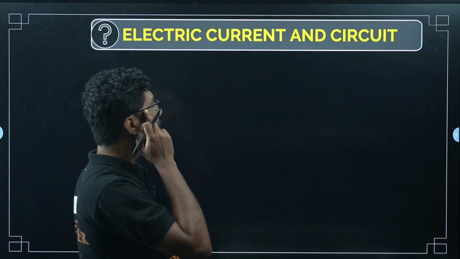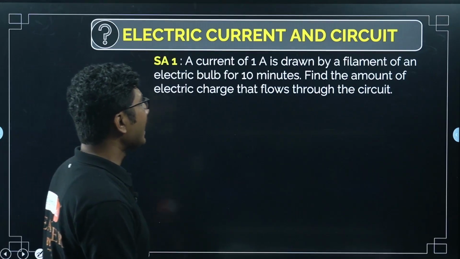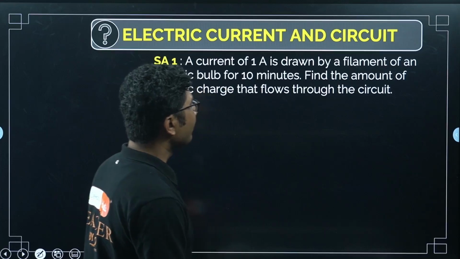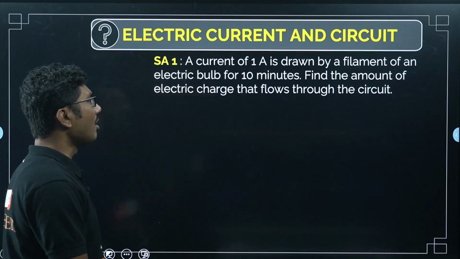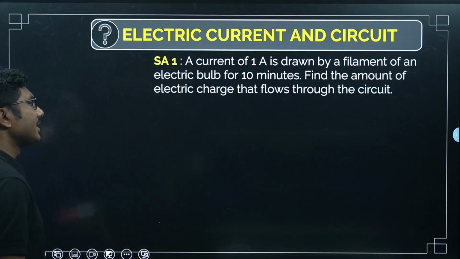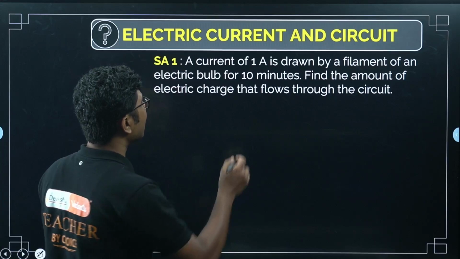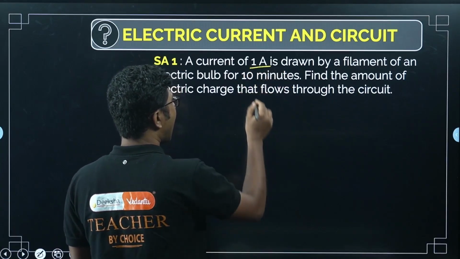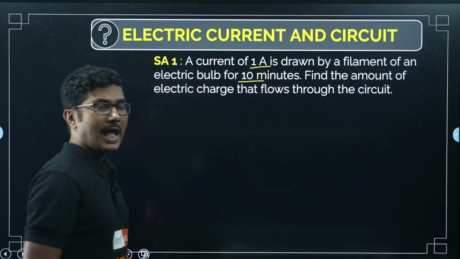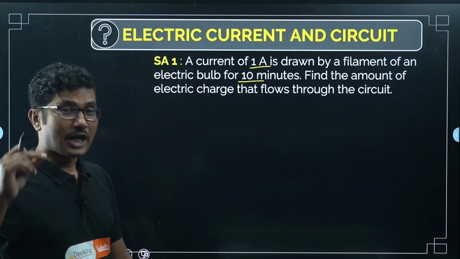Now let's move on to the next question. A current of 1 ampere is drawn by a filament of an electric bulb for 10 minutes. Find the amount of electric charge that flows through the circuit. So here they have told you the current is 1 ampere and it is on for 10 minutes, and they have asked you to find the amount of charge in the circuit.